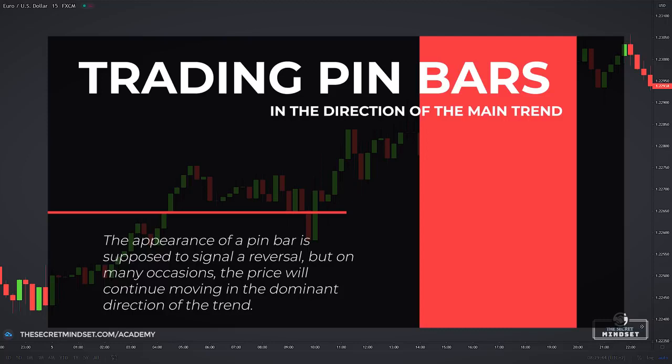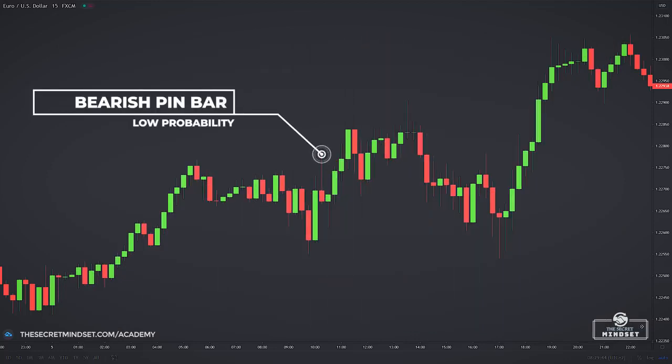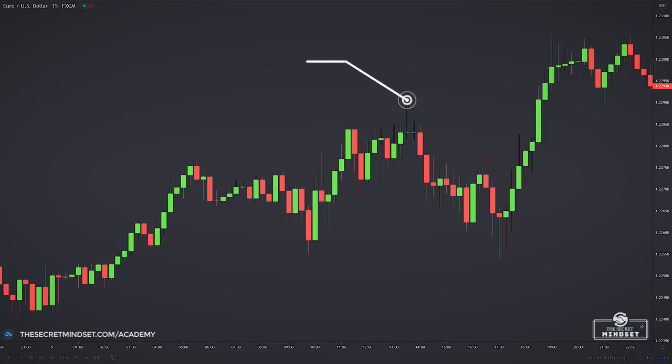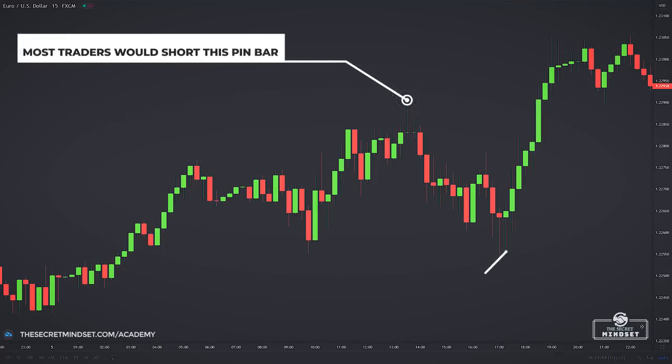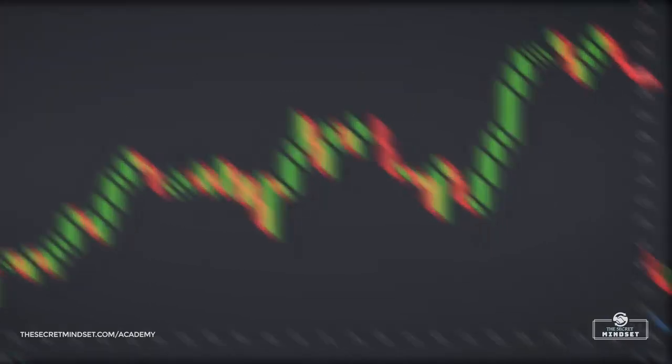The appearance of a pin bar is supposed to signal a reversal in the market, but as you have probably noticed on many occasions, the price will not reverse and will continue moving in the dominant direction of the trend. People who trade pin bars rarely trade them in the direction of the most recent high or low, because they have been taught that pin bars are supposed to cause a reversal. For example, when price action traders see the price moving higher, they will place sell trades whenever they see a bearish pin bar, but neglect to place a buy trade when they see a bullish pin bar. That's why it's not a wise idea to trade every pin bar you'll spot on your charts, and especially the ones that go against the trend.